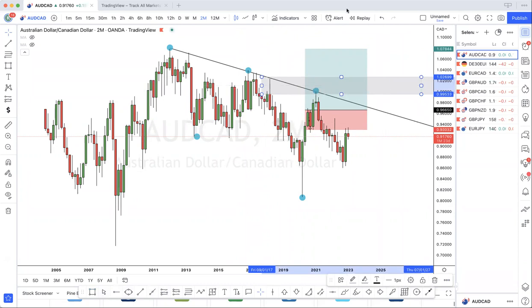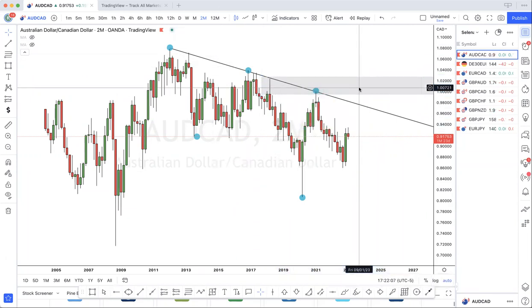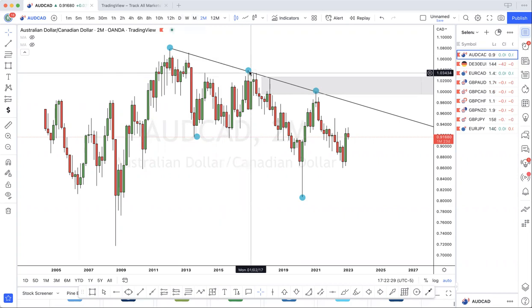Okay. Does that make sense for everybody? Yes. Okay. So your first step is to always look at the overall market structure. You can start on the weekly, you can start on the daily, wherever the higher time frame helps you see it a lot more clearly. Whatever higher time frame you want to start, you can start there.